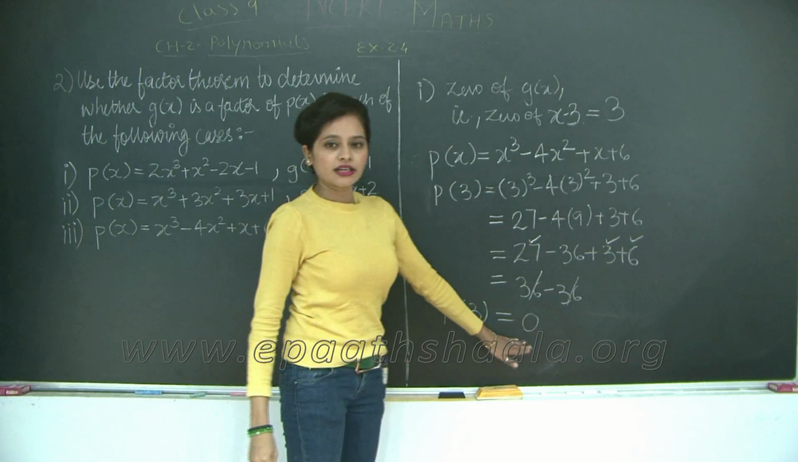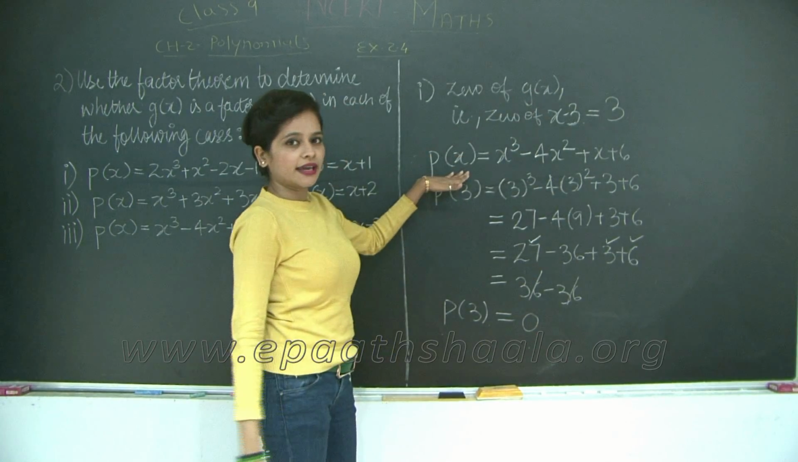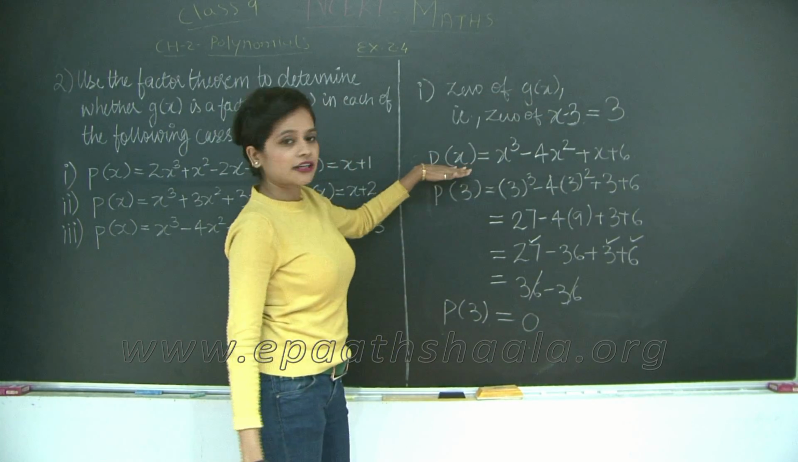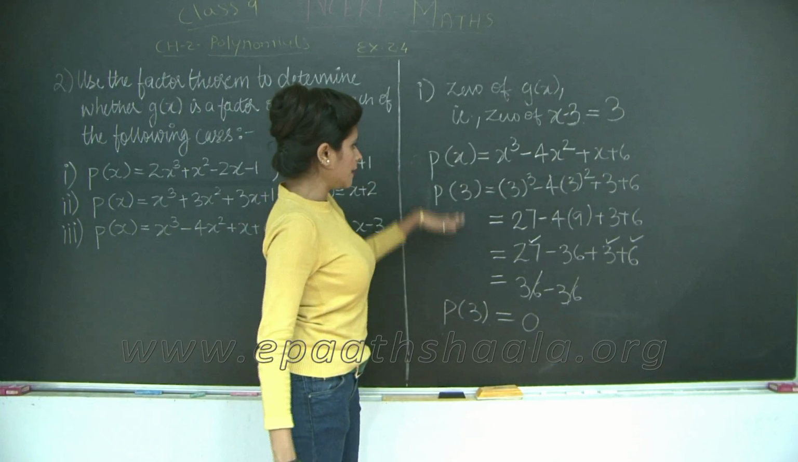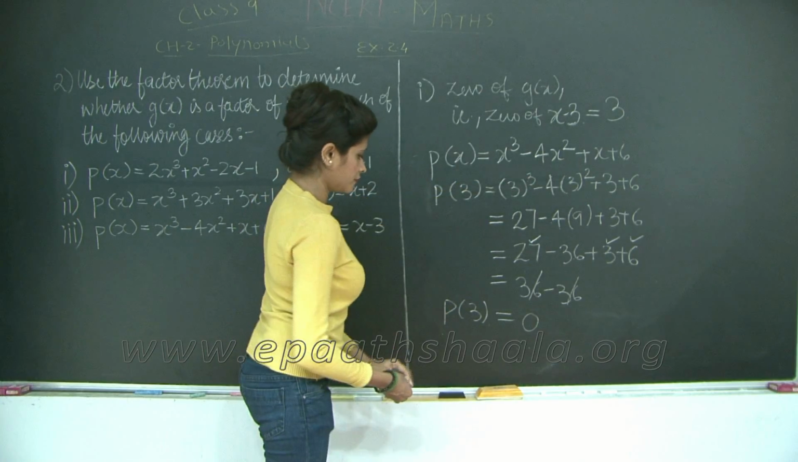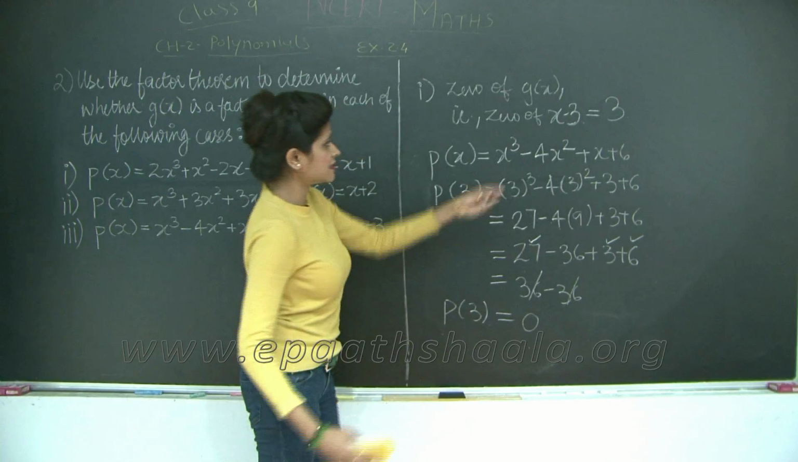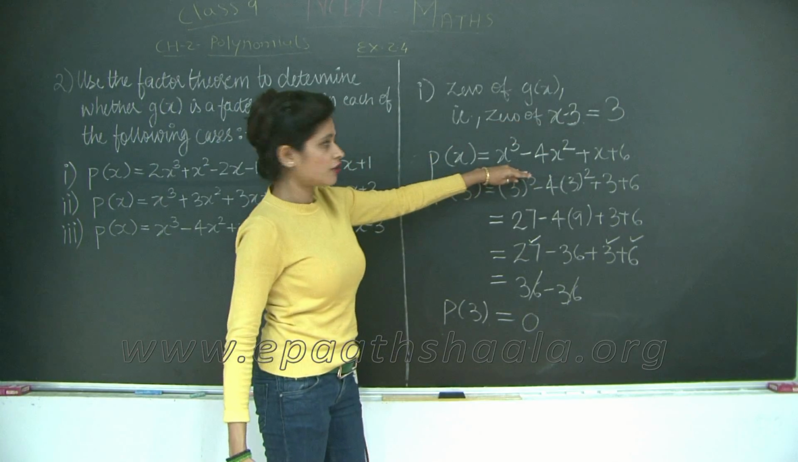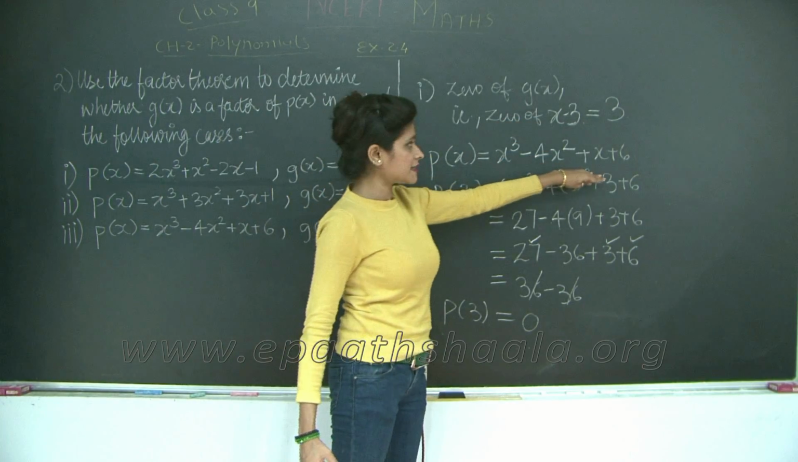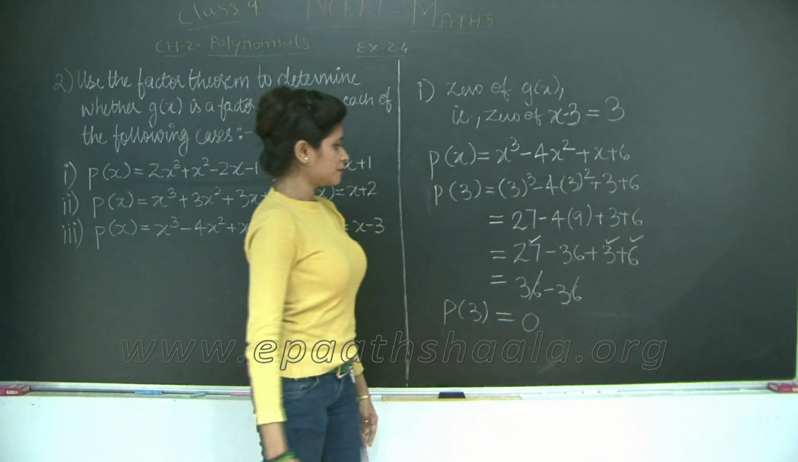Thus, we have the remainder is 0 when Gx divides Px. Therefore, Gx is a factor of Px because it divides Px successfully. That is, x minus 3 is a factor of x cube minus 4x square plus x plus 6. Please take a look.